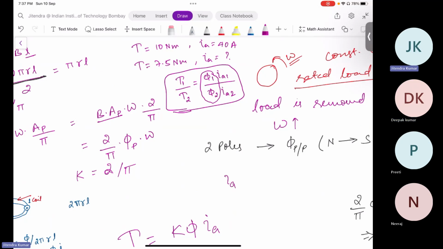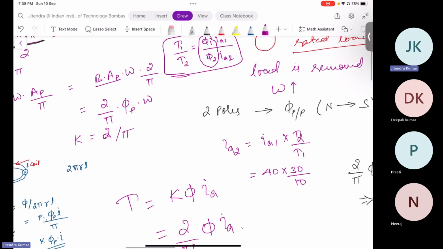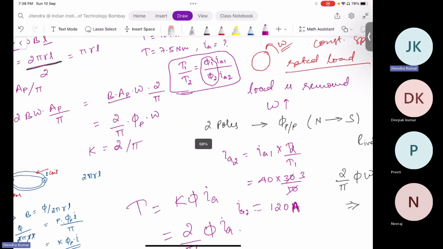So I will try to compute IA2, which will be equal to IA1 into T2 by T1. And IA1 was 40, T2 is 30, T1 is 10. So IA2 will be 120 amps. 120 amps. Earlier it was 40 amps.